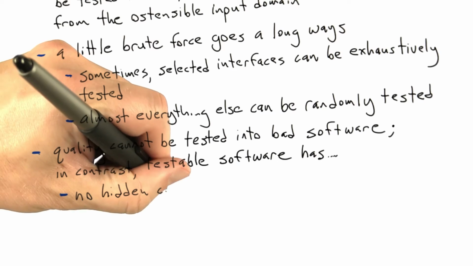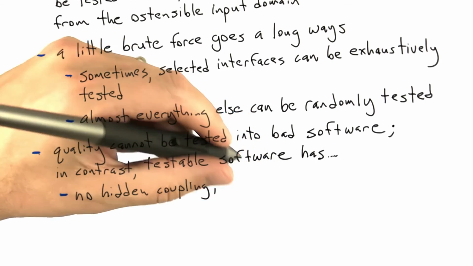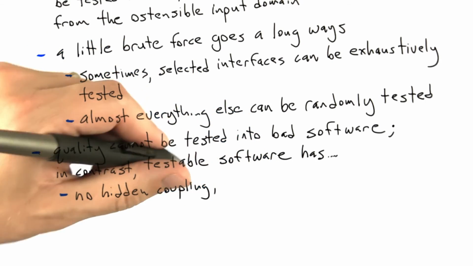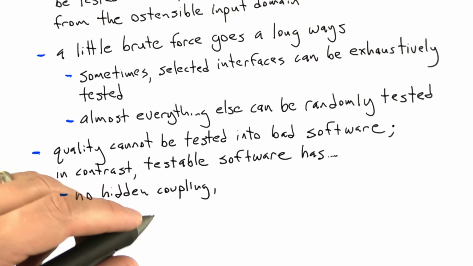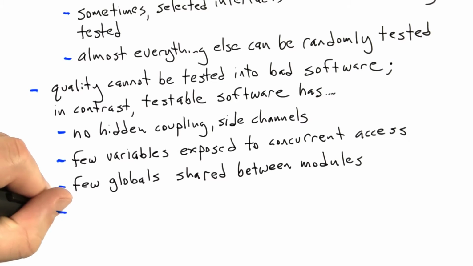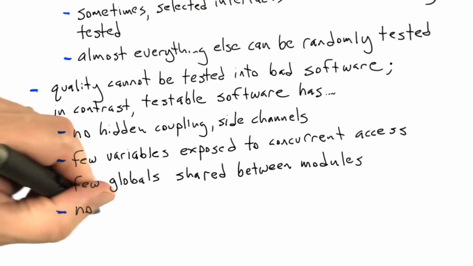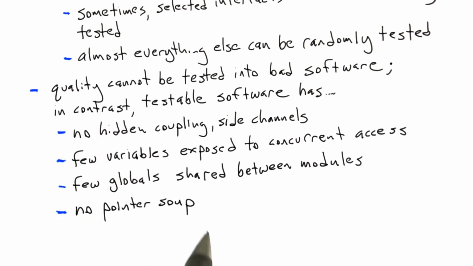So in contrast with examples like the Therac-25, testable software has a few of the following qualities. No hidden coupling between modules, and no side channels where modules can share information without being visible to the system developers. Few variables that are shared between threads. Few global variables shared between modules, and no pointer soup. That is to say, no huge data structures with pointers going everywhere, where we can't possibly keep track of who's changing what and what's valid and what's not.